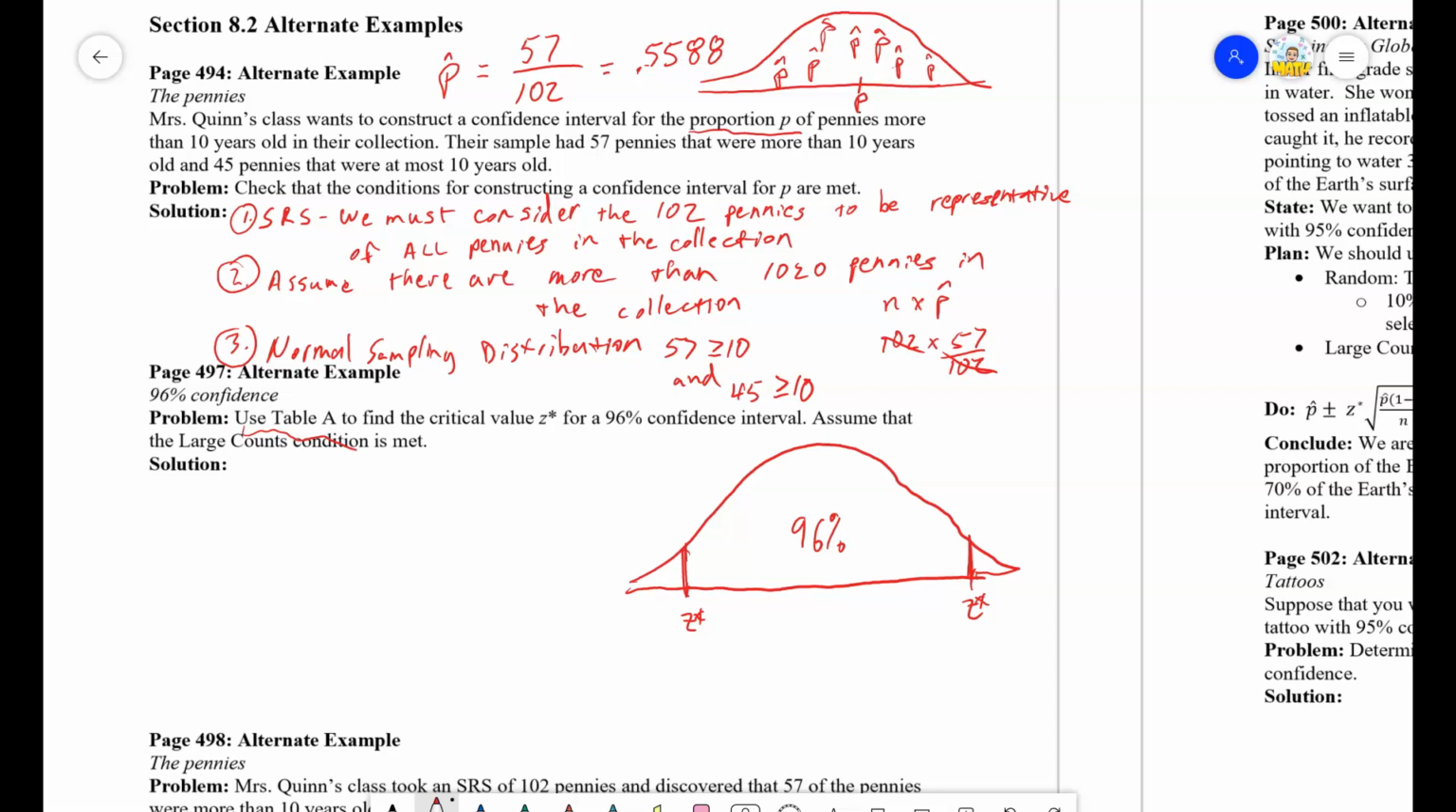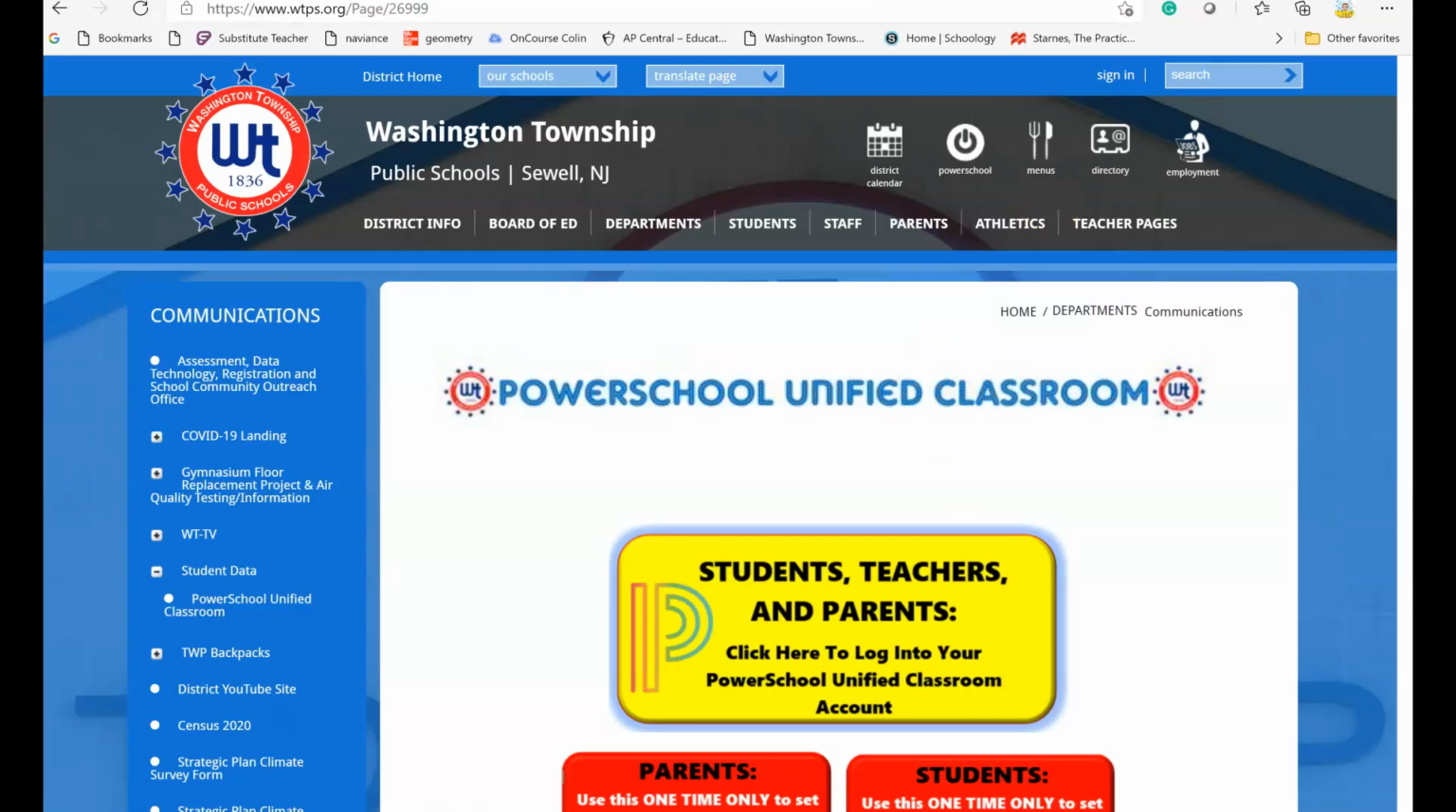Now, we should know off the top of our head this should be around 2, a little bit more than 2, because we know as a rule of thumb, 2 standard deviations in either direction is 95%. The actual precise amount is 1.96. So where do I look for this table A? And more importantly, I'm going to hopefully give you a way to do this on your calculator that might be a little bit easier for you.